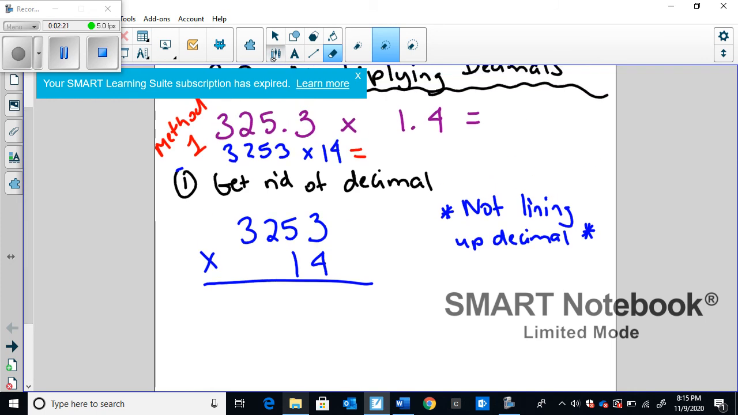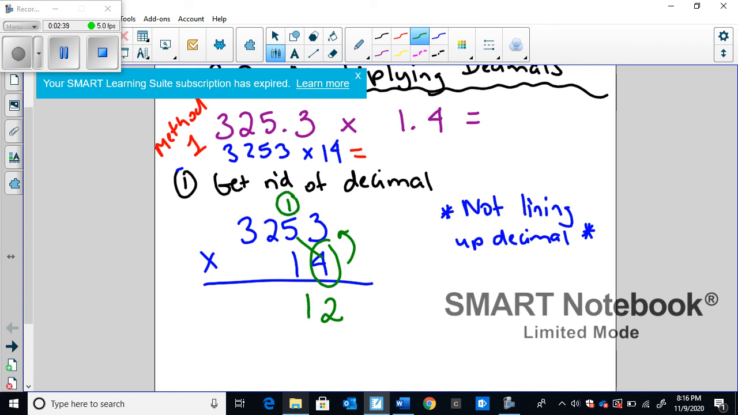Now, as a reminder for those of us that don't remember how to do multiplication, we always start with this number here. And we go 4 times 3. Well, that gives me 12. So I put the 2 down here. I carry the 1 over to the next one. And then I go 4 times 5, which is 20, and I add whatever's on top here. So it's 21. So I put the 1 here, carry the 2. Then 4 times 2 is 8, I add this 2 here, that's 10. Put the 0 down, carry the 1. 4 times 3 is 12.